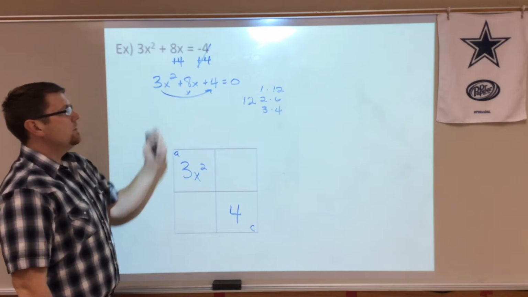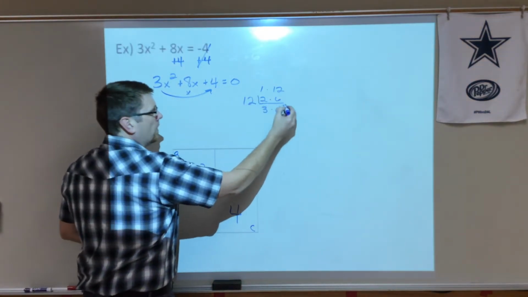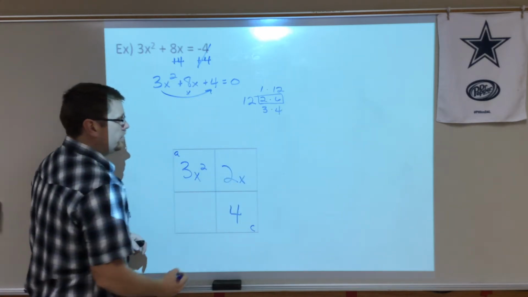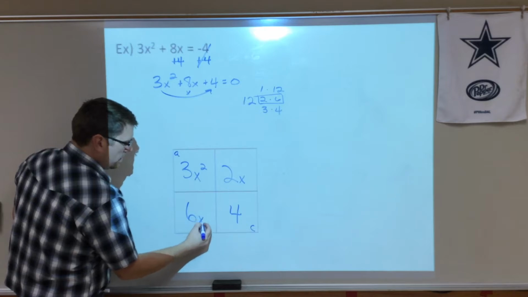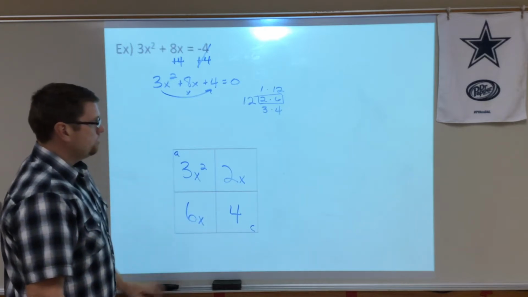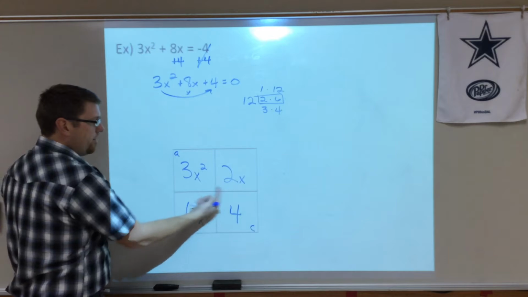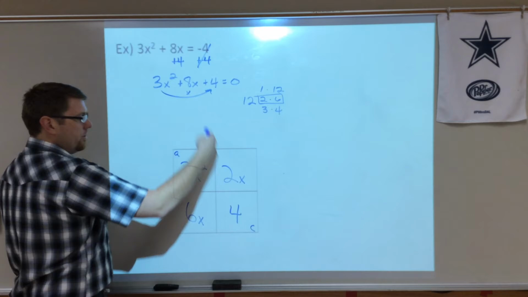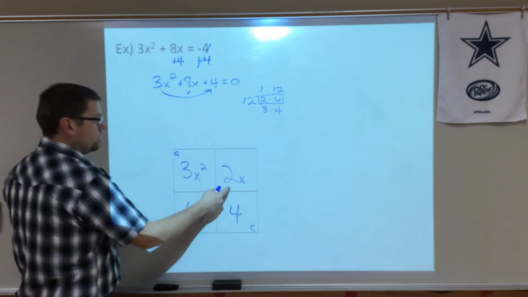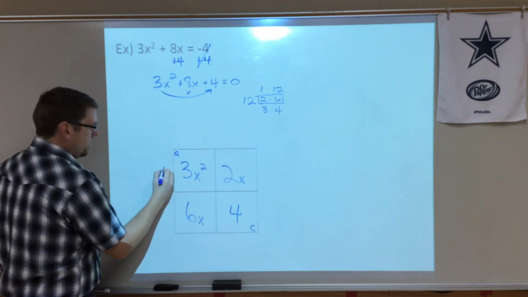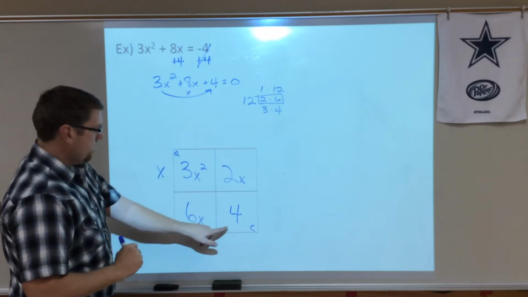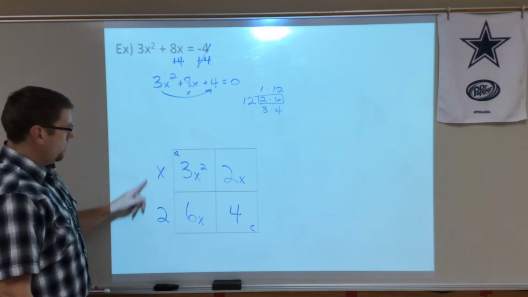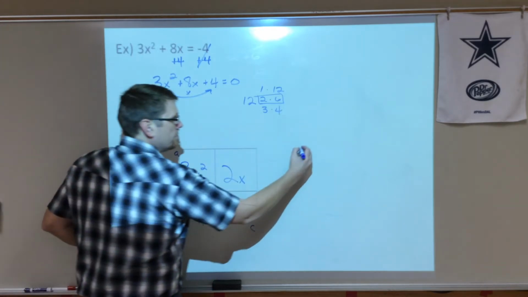They need to add up to positive 8. Well, only one of these works: 2 and 6. So there's 2x and 6x. We discussed all of this last time. Now to find my two factors, I take the greatest common factor of each row and the greatest common factor of each column. So 2x and 3x squared, they share an x. 4 and 6, both of those divide by 2.